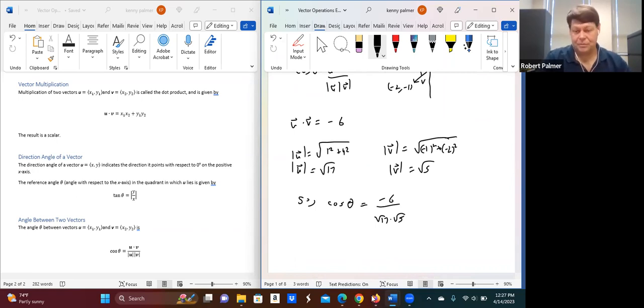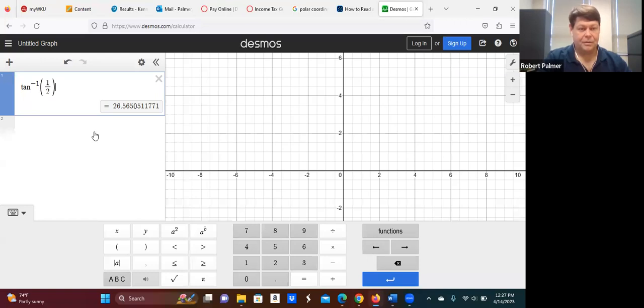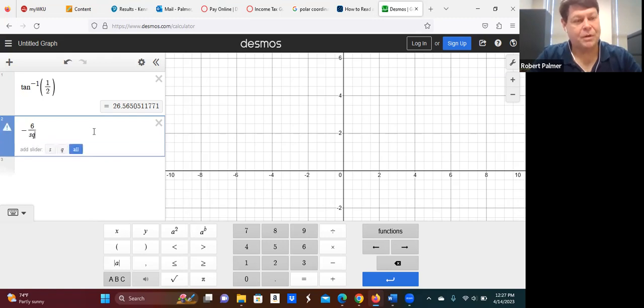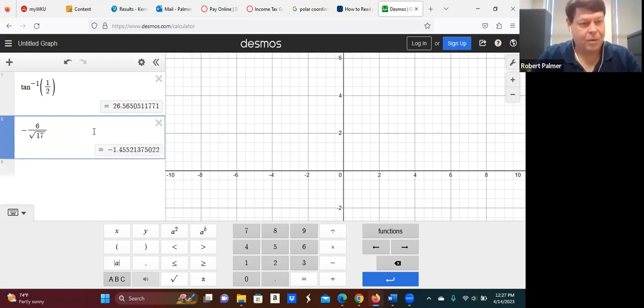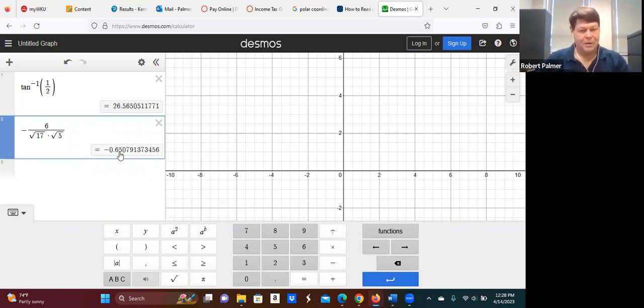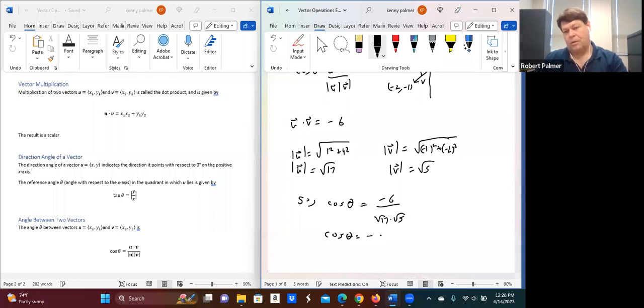We can do that on Desmos. So let's do that. Okay, so -6 divided by, to do a square root, just type SQRT, 17, and an arrow to get back in front of the square root, times SQRT of 5. And so that value is about, let's use about 5 places, -0.65079. Now, of course, if you take the inverse cosine of both sides, theta is equal to the inverse cosine of that.